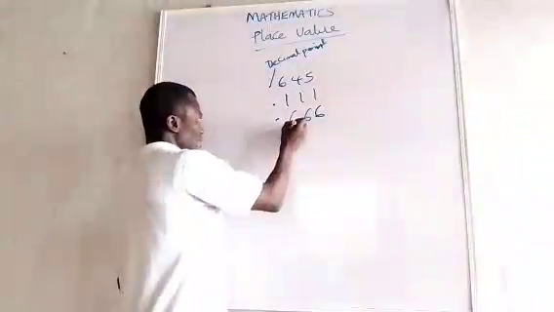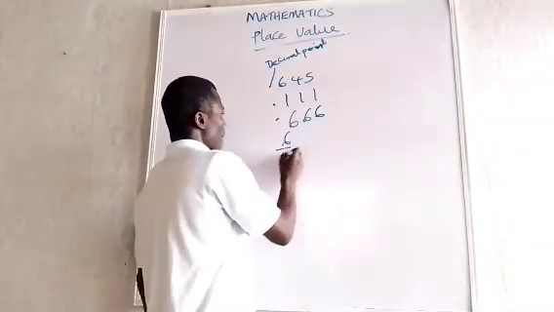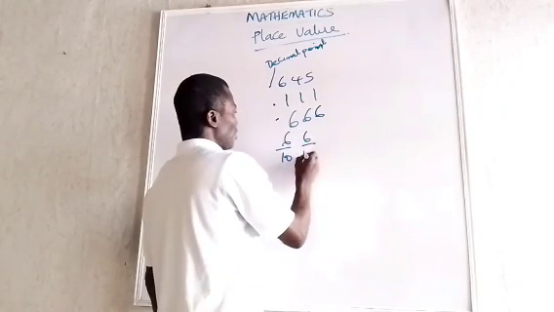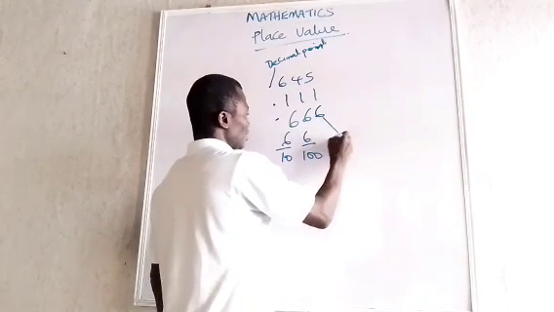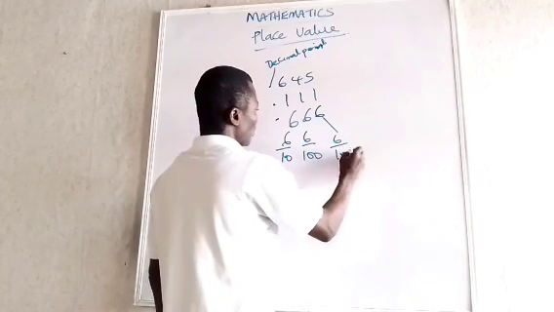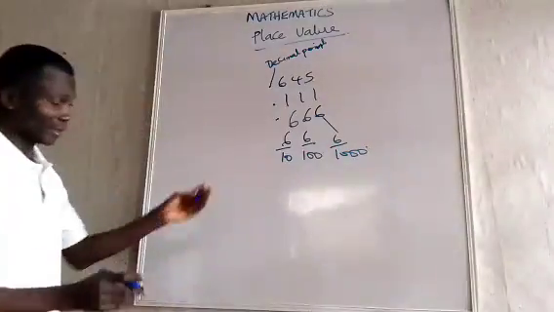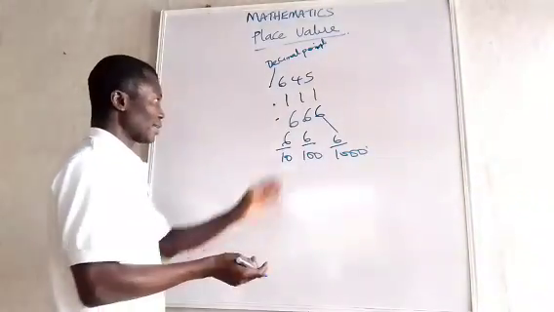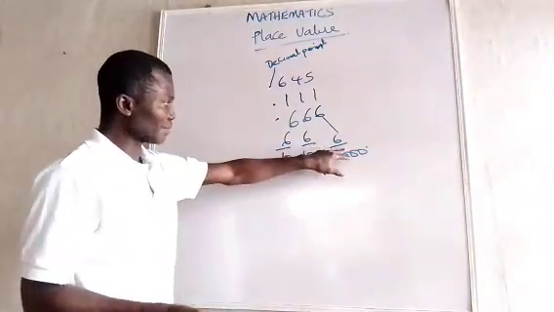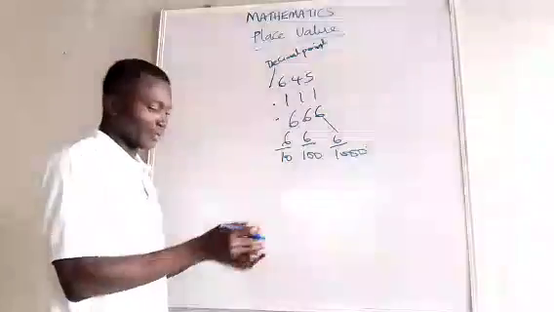Let me show you what this is. This one here is 6 over 10. This one here is 6 over 100. And this one here is 6 over 1000. That is all. Very simple. So because they are combined together, you can see this one is 10 times this one, and this one is 10 times this. That's what I've been trying to say.